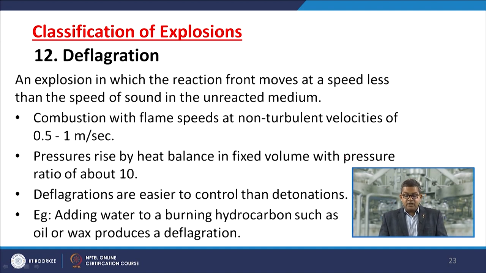Deflagrations are easier to control than detonations. Usually, examples include adding water to a burning hydrocarbon such as oil or wax, which produces a deflagration.